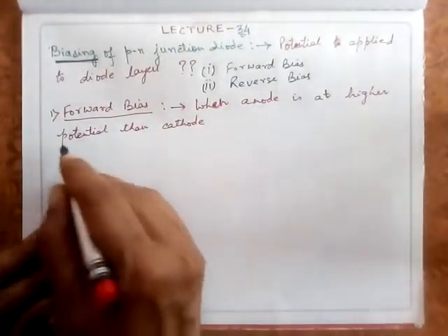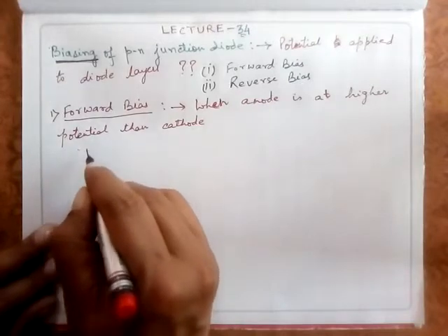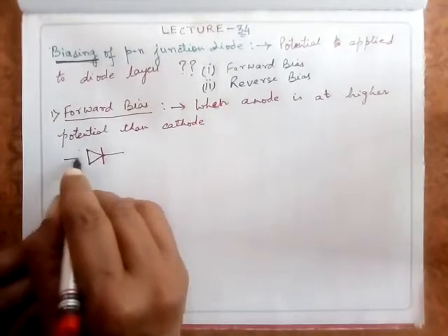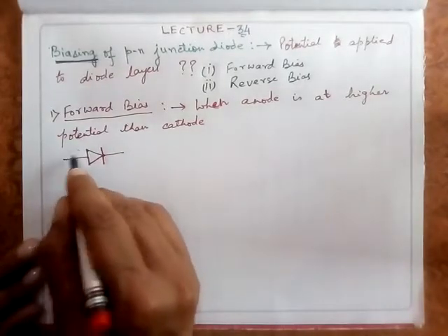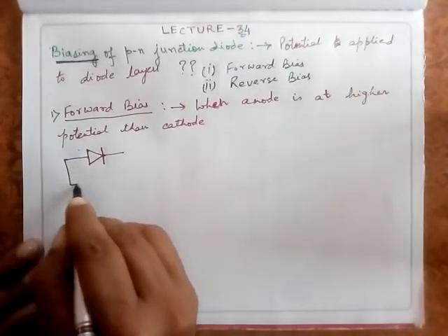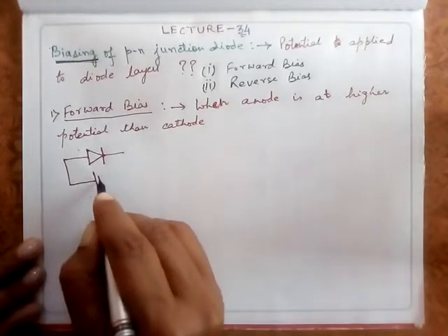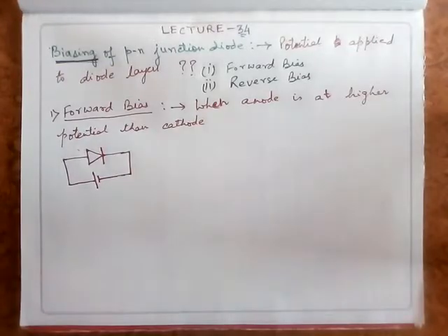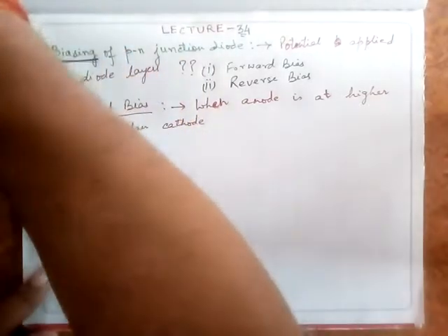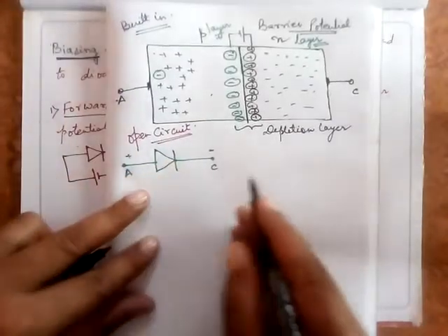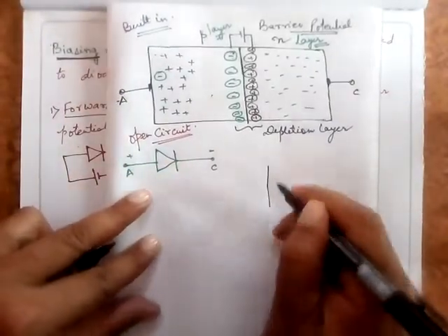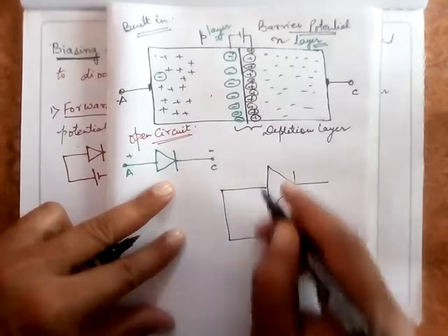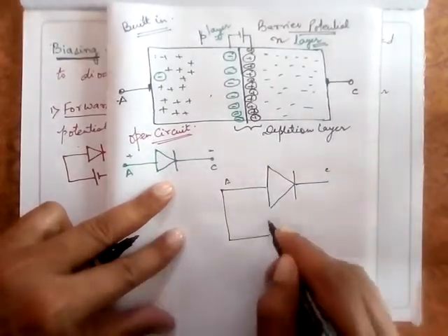Let me show it with the help of a diagram. If you have a diode here, and this is the anode and this is the cathode, and I make a battery like this, suppose I say that this is a 10 volt battery. Just try to understand this. This is the anode of course and this is the cathode. I connect it to a battery here.